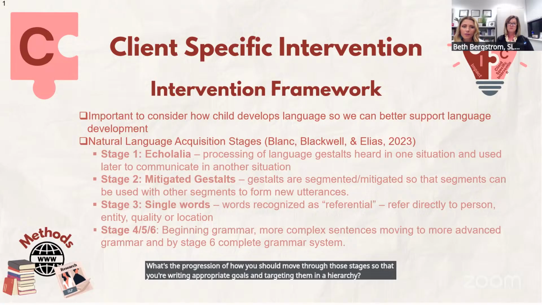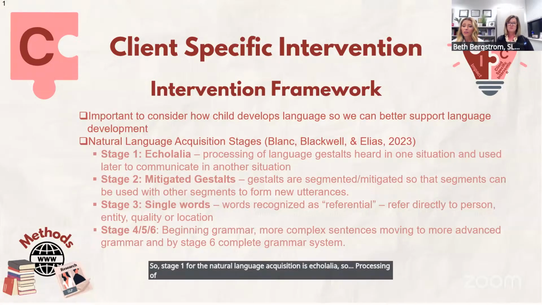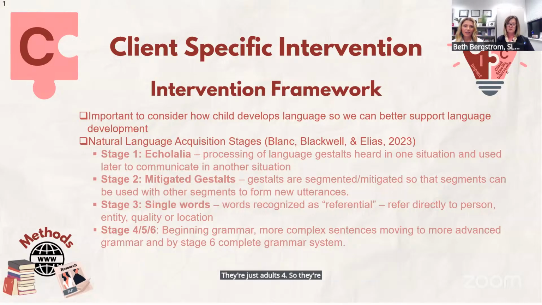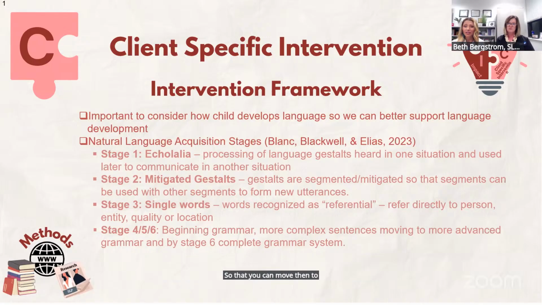So stage 1 of natural language acquisition is echolalia: processing of language gestalts heard in one situation and used later to communicate in another situation. At this point, you're trying to figure out what they're using their gestalts for. You're starting to play detective: why are they using this phrase? What does it have to do with this context? How are they using it? Why are they using it? So that you can move then to stage 2 and try to mitigate those gestalts.